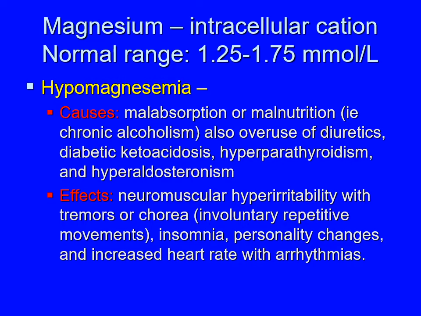Overuse of diuretics, so you spill off a lot of magnesium, diabetic ketoacidosis, hyperparathyroidism, and hyperaldosteronism. And sometimes when you're retaining one electrolyte, you spill off the other one in exchange. So, neuromuscular irritability with tremors and chorea, that's involuntary repetitive movements, insomnia, personality changes, and increased heart rate with arrhythmias, because it upsets the calcium balance.